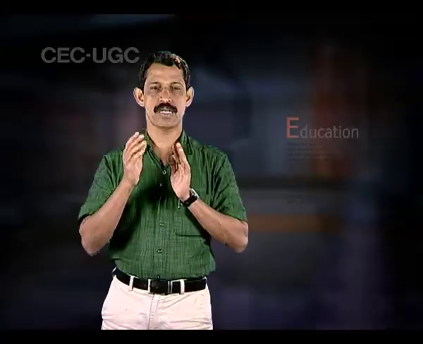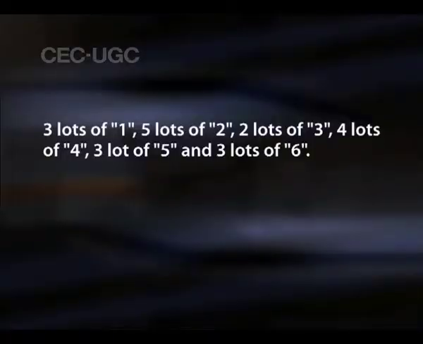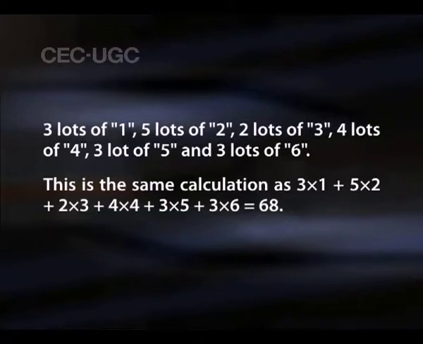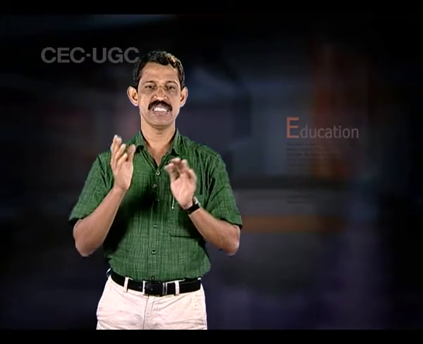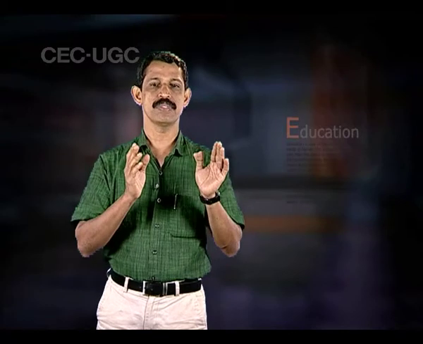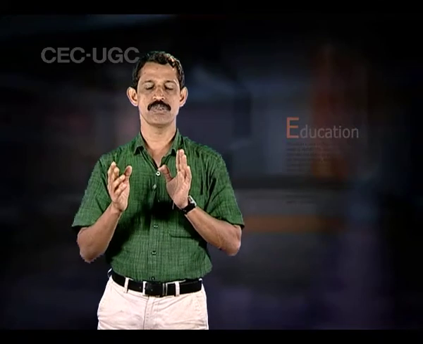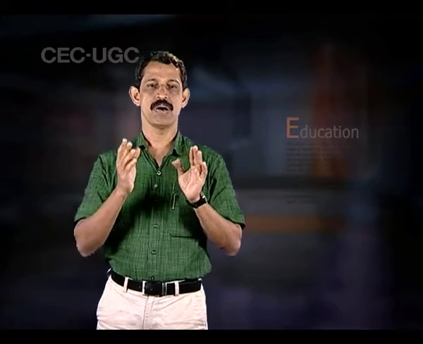We could have found these figures more easily. To get the total, we have added up 3 lots of 1, 5 lots of 2, 2 lots of 3, 4 lots of 4, 3 lots of 5 and so on. This is the same calculation as 3 times 1 plus 5 times 2 plus 2 times 3 and so on, in total 68. We have multiplied each value by its frequency and added up the results to get the total of all the values. We can also get the number of values more easily by simply adding up all the frequencies, that is 3 plus 5 plus 2 plus 4 plus 3 plus 3, that is 20.